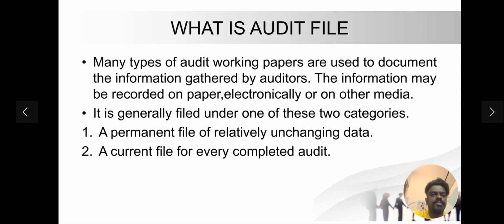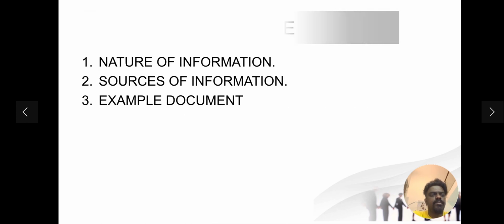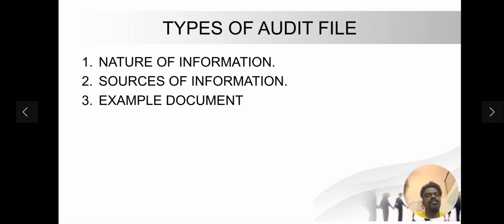So it is generally filed under one of these two categories: a permanent file of relatively unchanging data, and the second one is a current file for every completed audit. So the next slide, we will talk about types of audit file.